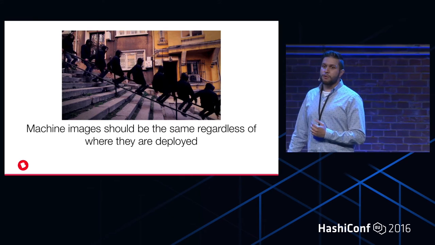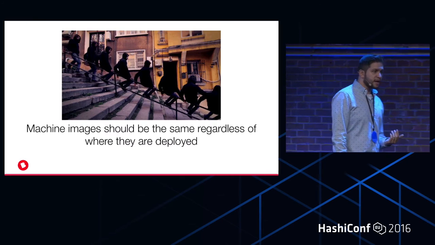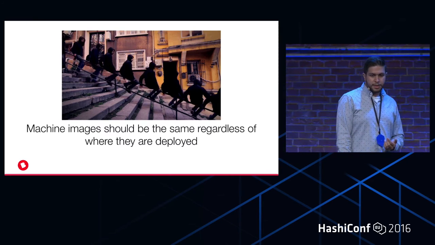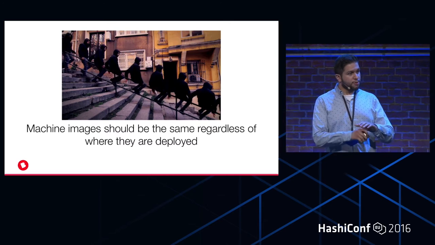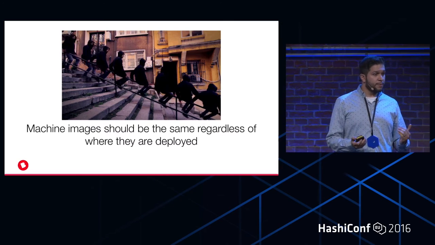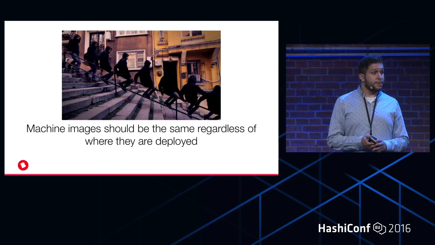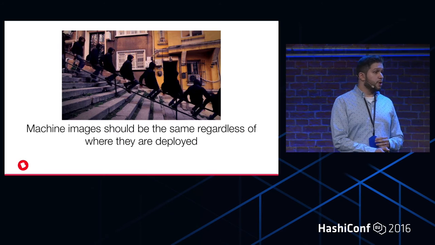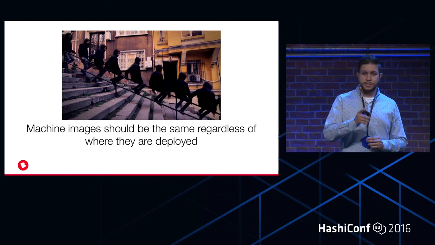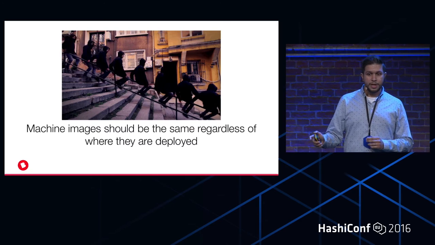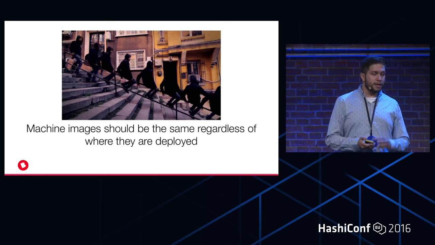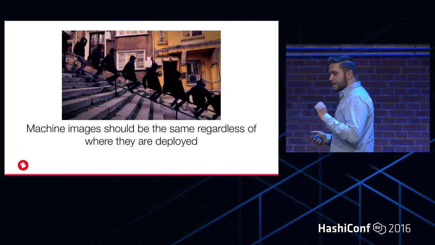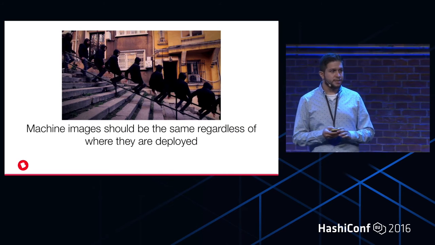So as I mentioned before, we had 9 possible iterations of that configuration. And because we were deploying it in different regions and different environments, we wanted to keep the image consistent. So regardless of where it's deployed, whether it's in US East 1 or US West 2, the image should be the same. Otherwise, you run the risk of issues falling between the cracks.